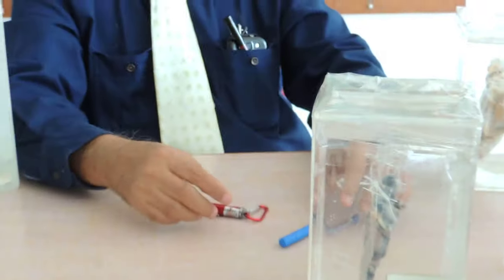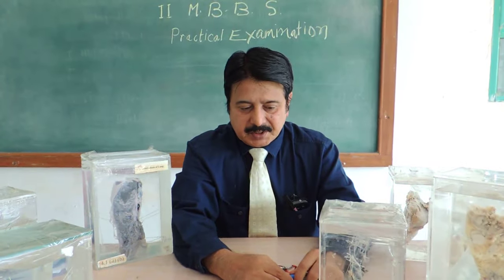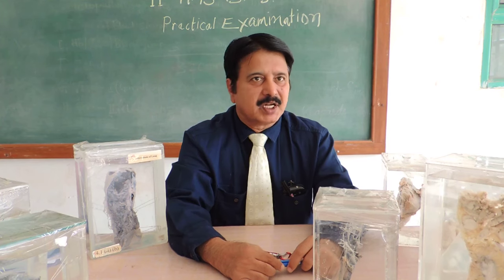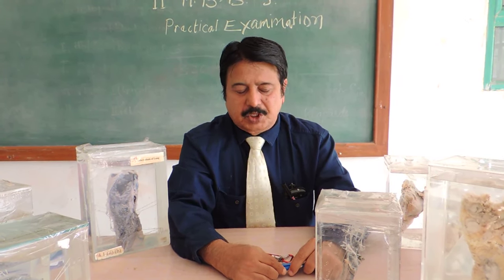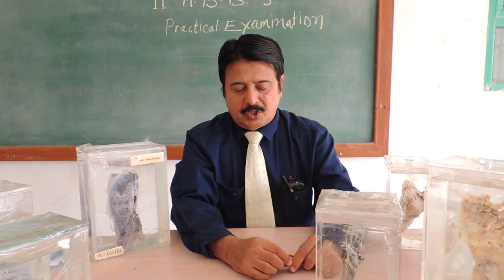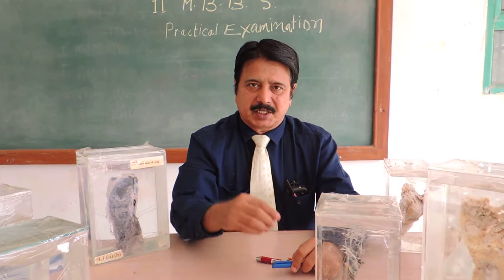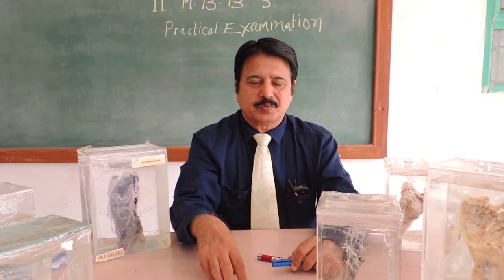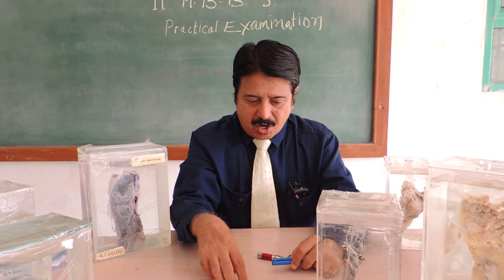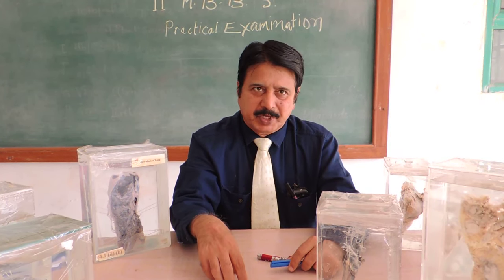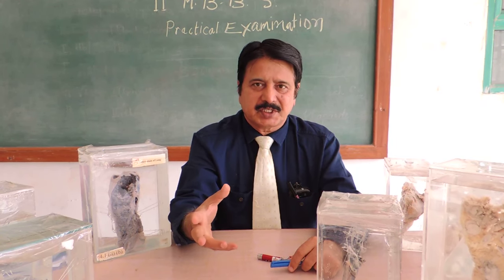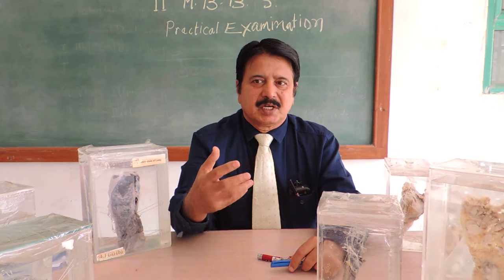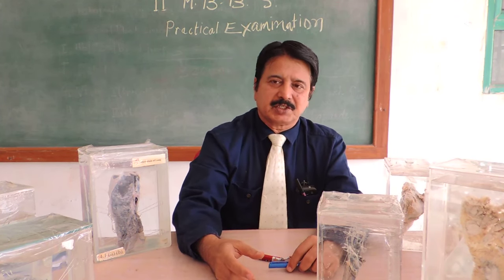Now they may ask you what are the stages: stage of congestion, stage of red hepatization, stage of grey hepatization and stage of resolution. The complications of lobar pneumonia are to be told as intrathoracic complications and extrathoracic complications. Intrathoracic complications, as you know, mainly consist of lung abscess, empyema, pleurisy, and extrathoracic complications, because of dissemination, may be meningitis, arthritis or bacterial endocarditis and so on.